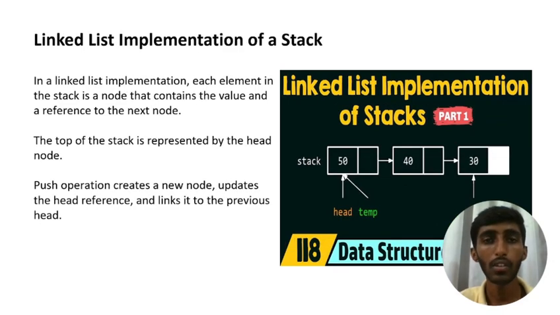Linked list implementation of stack. In a linked list implementation, each element in the stack is a node that contains the value and a reference to the next node. The top of the stack is represented by the head node. Push operation creates a new node, updates the head reference and links it to the previous head.